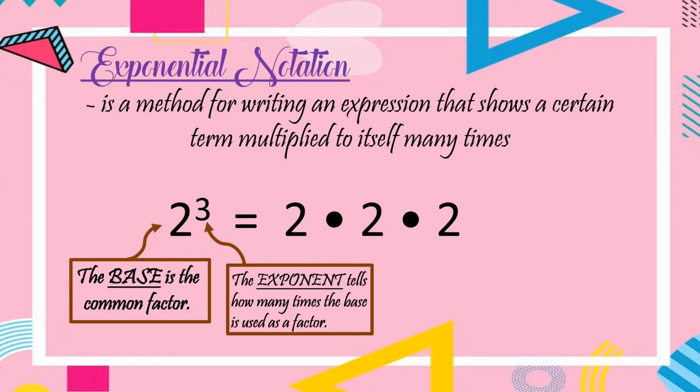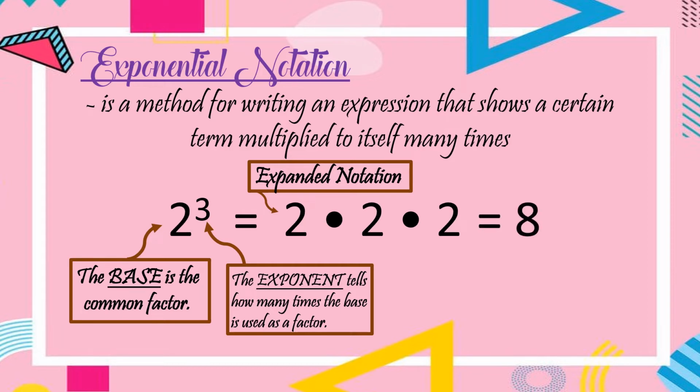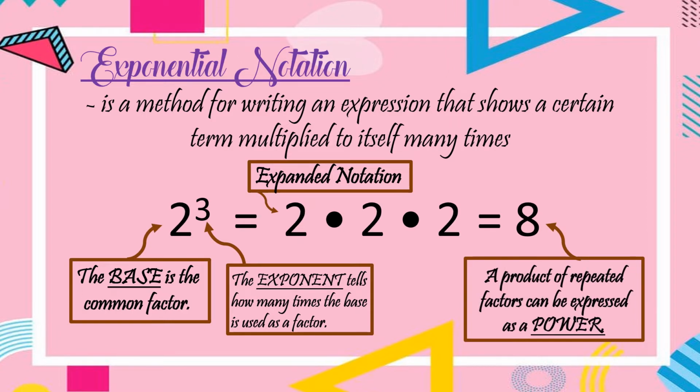Kung hindi naman dot operator or bullet operator ang gamit natin, we can use the open and close parentheses. So, 2 times 2 times 2 is what we call expanded notation. Okay, pinahaba natin yung exponential notation. Then, 2 times 2 times 2 is equal to 8. 8 is what we call the power. The product of repeated factors can be expressed as a power. Okay, so kilala na natin si base, si exponent, at si power. Okay, kahit naka-expanded notation or naka-exponential notation, we will still come up with the same answer.